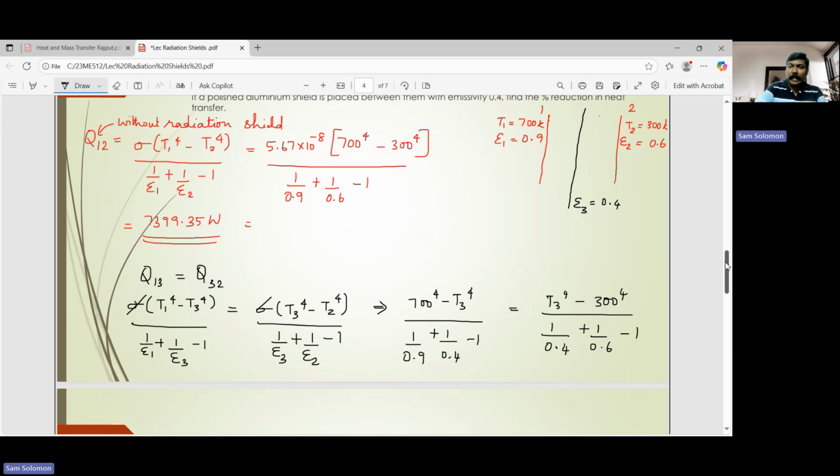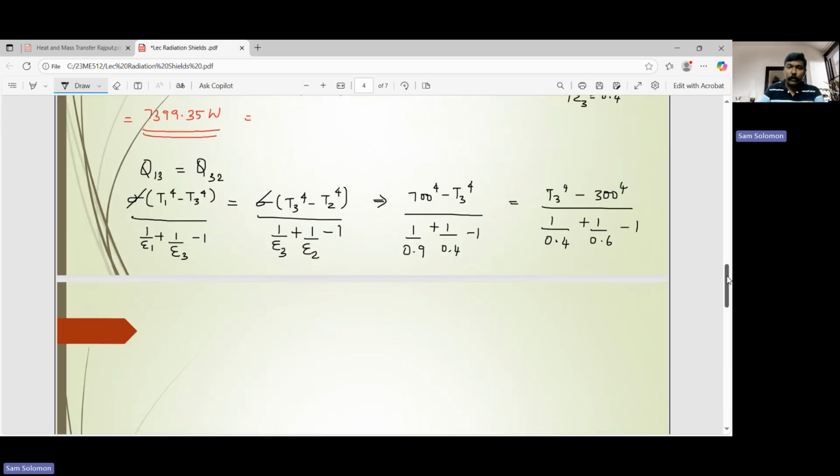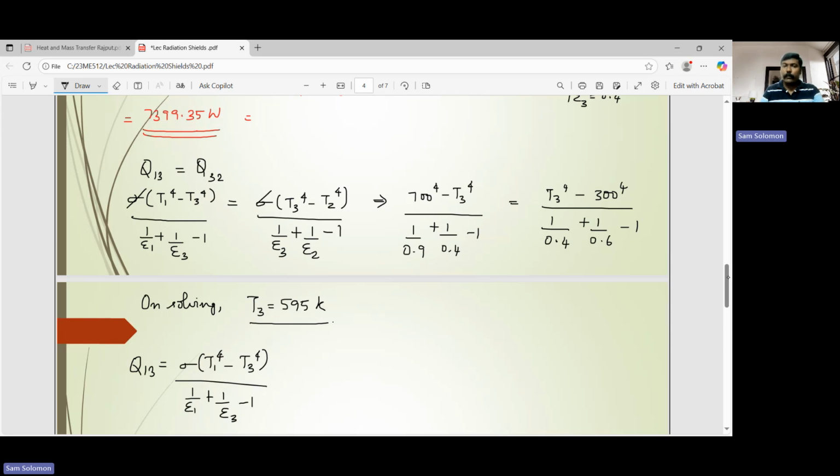So now you will be able to get the value of the temperature T3. On solving this equation, you will get T3 equal to 595 Kelvin. That is the value that is given in the textbook. You can cross check. But this is not what we want. What we require is the heat transfer that has happened with the radiation shield. So we require sigma times (T1 to the power 4 minus T3 to the power 4) whole divided by (1 by epsilon 1 plus 1 by epsilon 3 minus 1). Or you can also find the value of Q32, because Q13 is going to be equal to Q32. You can use either of these two equations and you should get the same answer.